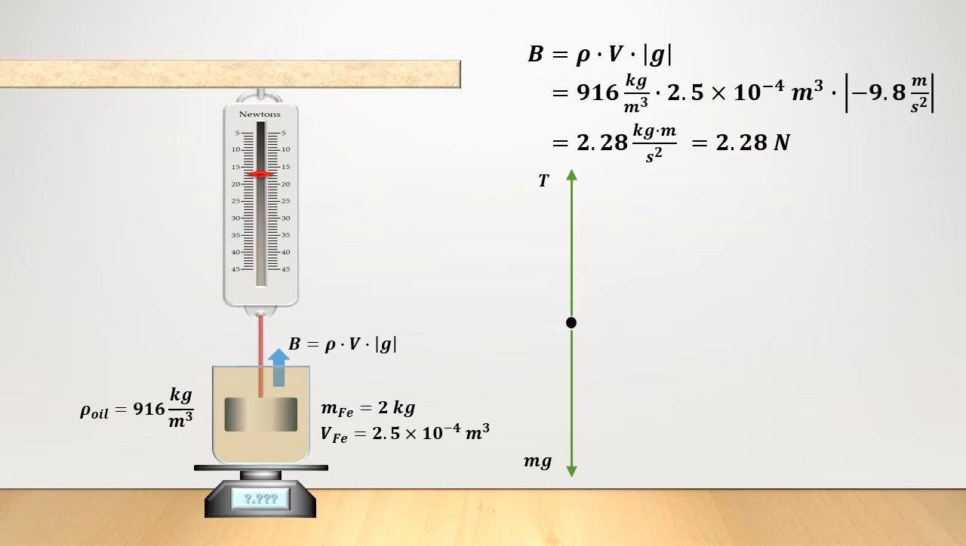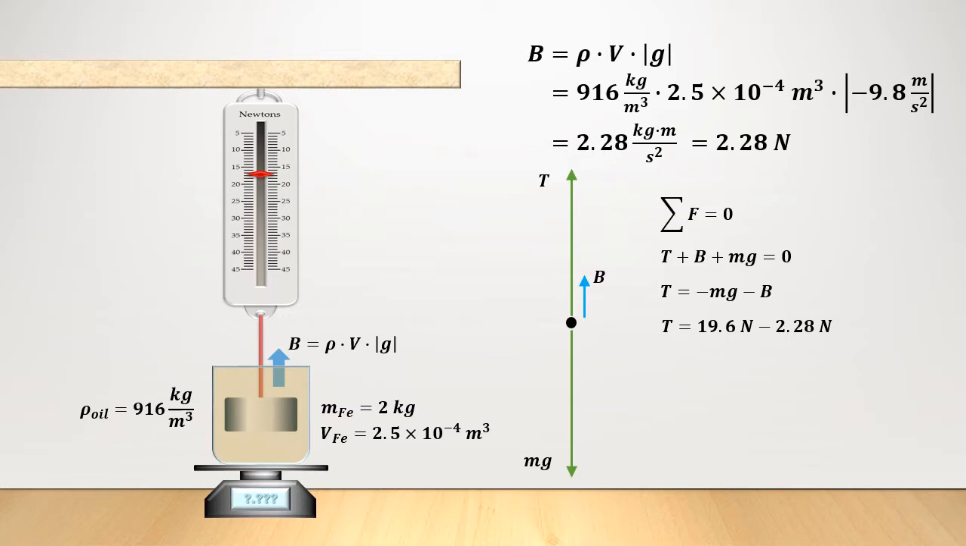Now if you go back to that free body diagram that we saw earlier and add in the buoyant force, we now use again the equation of dynamic equilibrium. The sum of the forces equals 0. So T plus B plus mg equals 0. Doing some algebra on that, you see that T equals negative mg minus B. Well, the weight, remember, was negative 19.6 newtons since it's pointing downwards. And so the negative of that is positive 19.6 newtons.